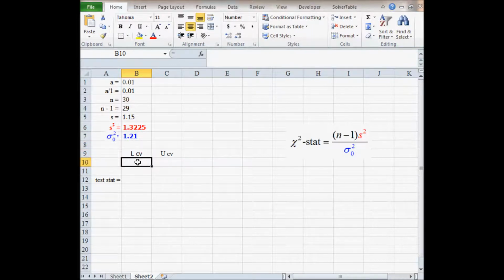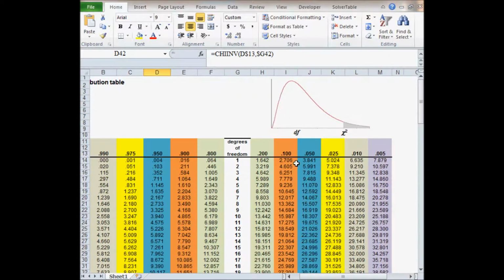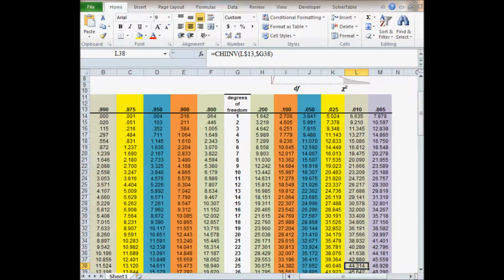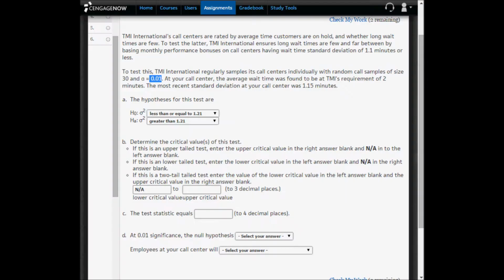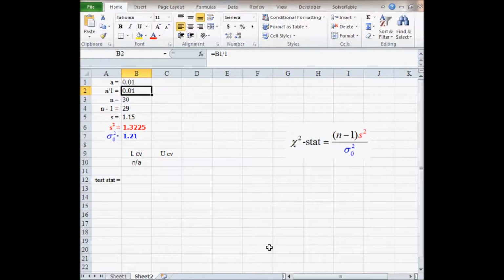We don't need the lower critical value. We need the upper critical value. Again, the upper critical value is in row 29 in column 0.01. So we're going to start in column 0.01 and go down until we get to row 29. So the upper critical value is 49.588. So I'm going to paste that right into here. And I'll go ahead and put that in my Excel spreadsheet too.